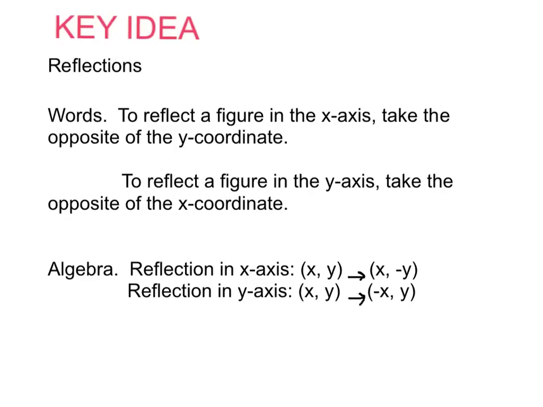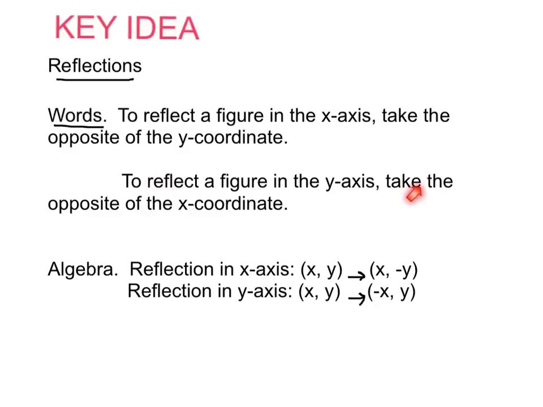Here's your key idea, and you need to write this down. This one covers reflections. In words, to reflect a figure in the x-axis, take the opposite of the y-coordinate. Now, if we look down at the bottom, here's what that means. If you are reflecting something in the x-axis, and you have x comma y, the new coordinate is going to be x comma negative y. You do the opposite of the axis you're talking about. So if I had a point that was 5 comma 2, then the reflected point would be 5 comma negative 2, which means it's going to flip down over the x-axis.